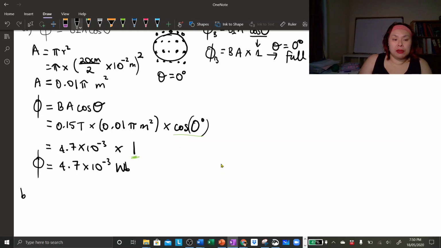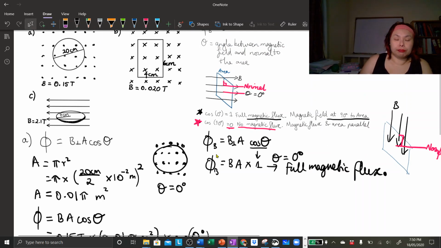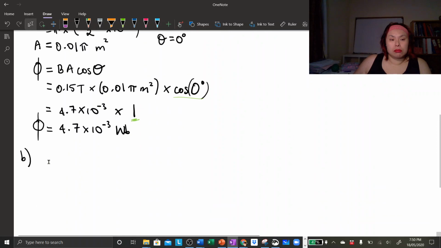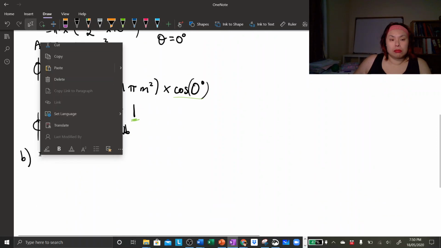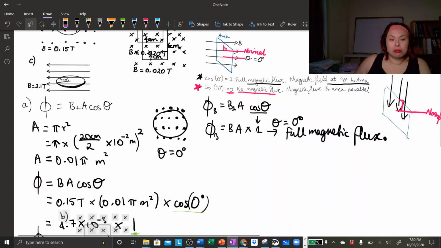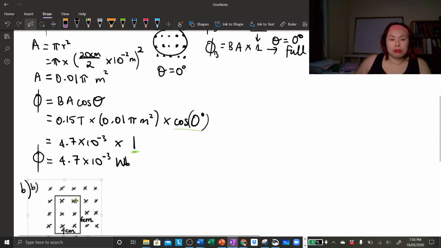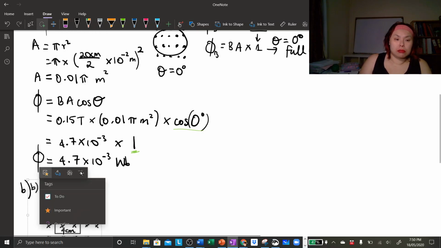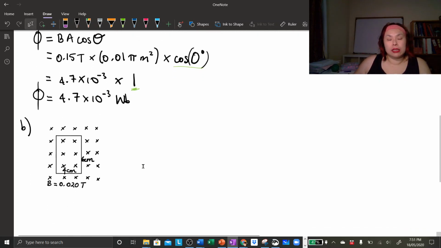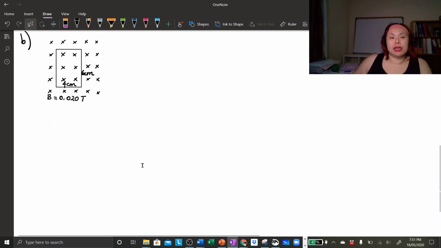Let's move on, part B. And let's copy this question. So in this question, we're going to look at calculating the magnetic flux going through a rectangular loop.